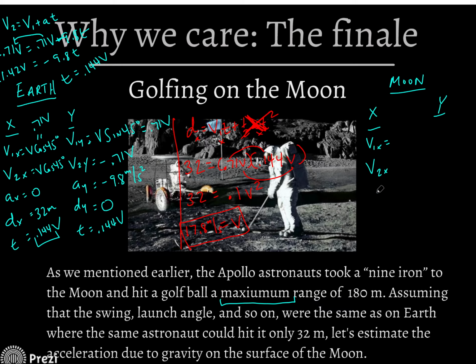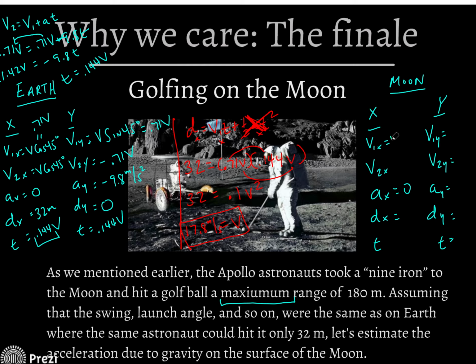Okay. AX equals something, which we know is always zero. DX equals something, and T equals something. Then we know that V1Y equals something, V2Y equals something, AY equals something, DY, and T. Okay, this, my friends, is just going to be the initial velocity that we just found, 17.8, right?